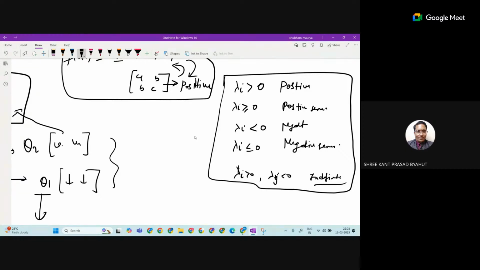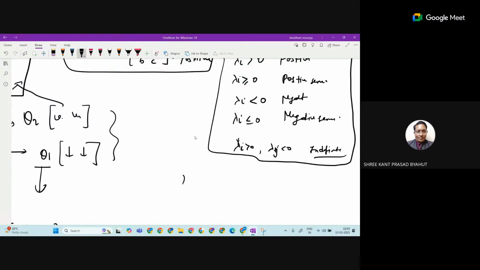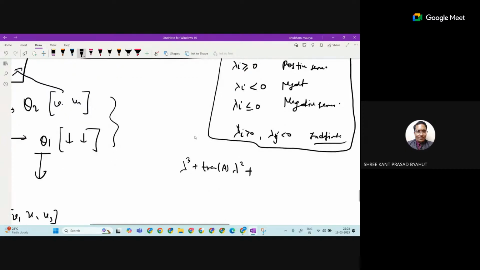In case of a 3 by 3 matrix, can we write directly, for the characteristic equation we calculate to find lambda: lambda cube minus trace of A lambda square, plus the sum of the minors of the diagonal elements of A into lambda, minus determinant of A is equal to 0? Is this formula correct? Yes, sir. This is correct. No, we can use it.